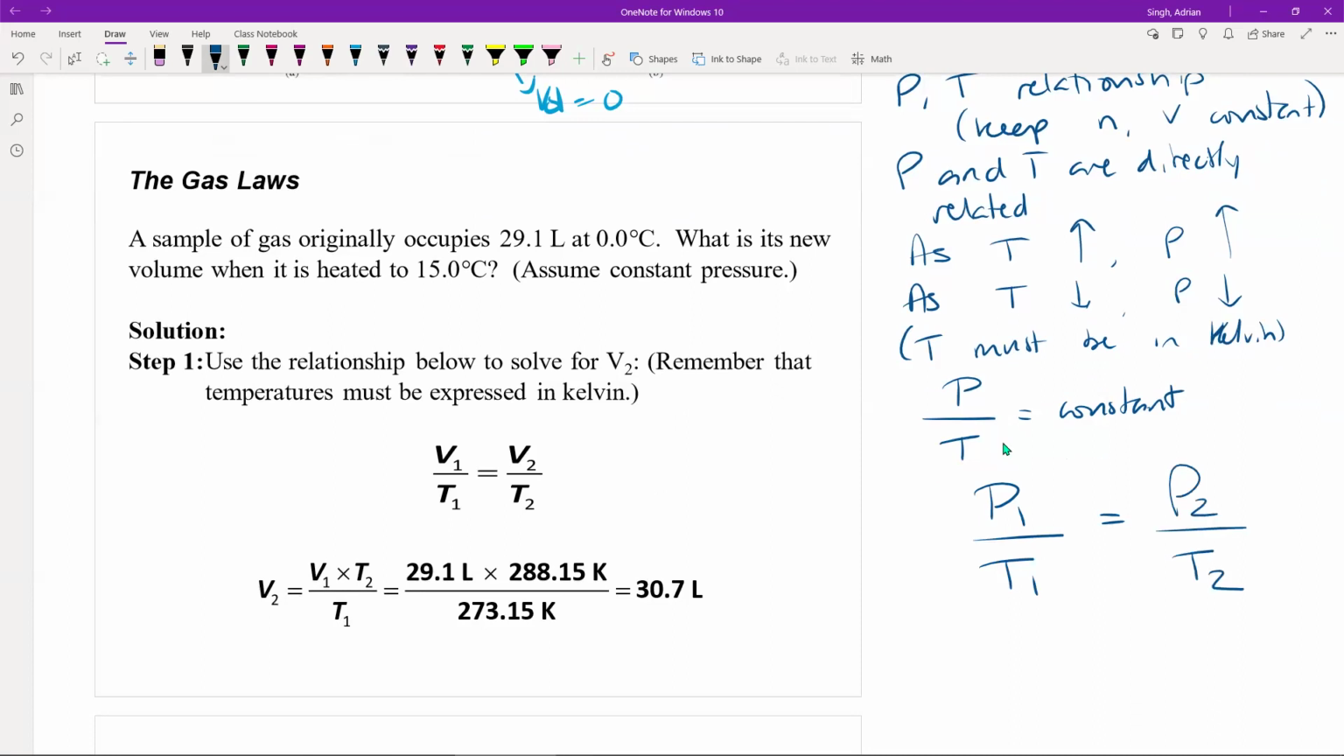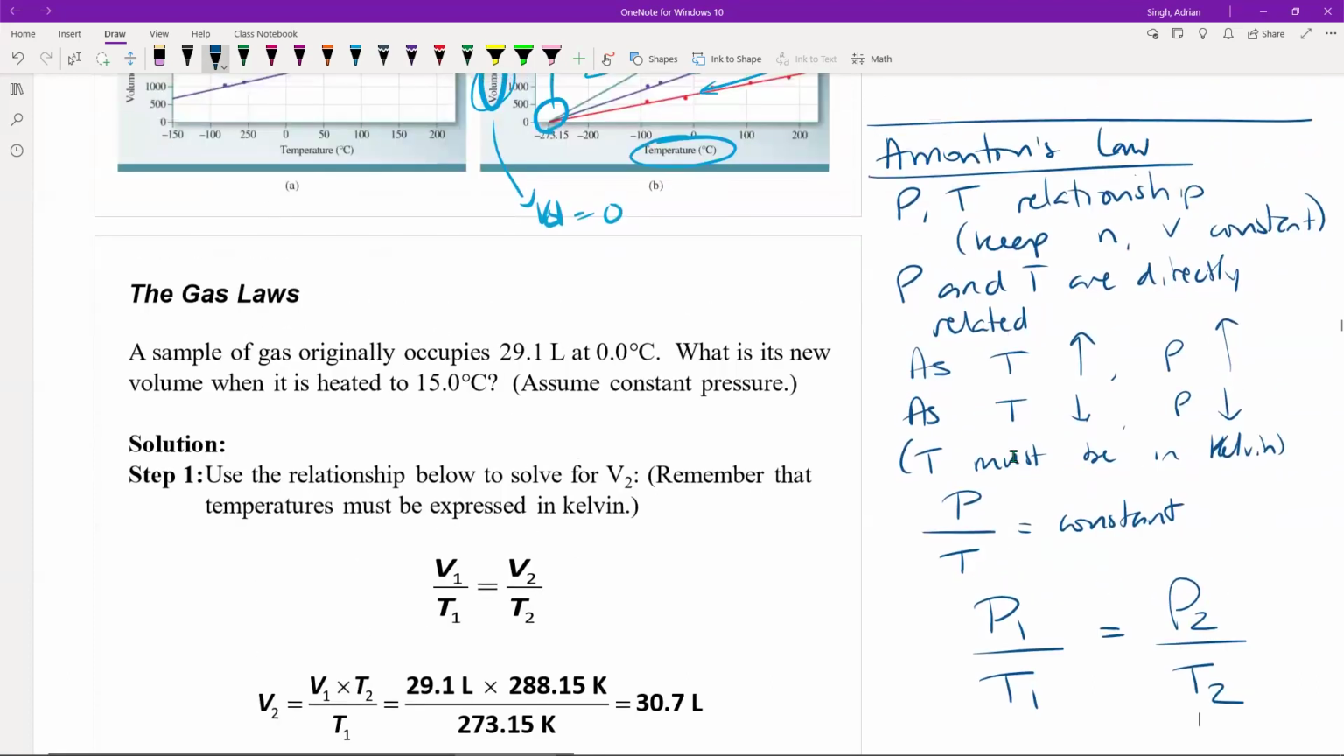Right, and by the way, this relationship is one of the reasons why you don't heat a sealed canister or sealed cylinder of a gas, because you have a constant volume. You heat up a cylinder of a gas, the pressure is going to increase until eventually that container can actually explode as a result of the increase in pressure. So PT relationship, a directly proportional one between pressure and temperature when we keep the N amount and volume constant.